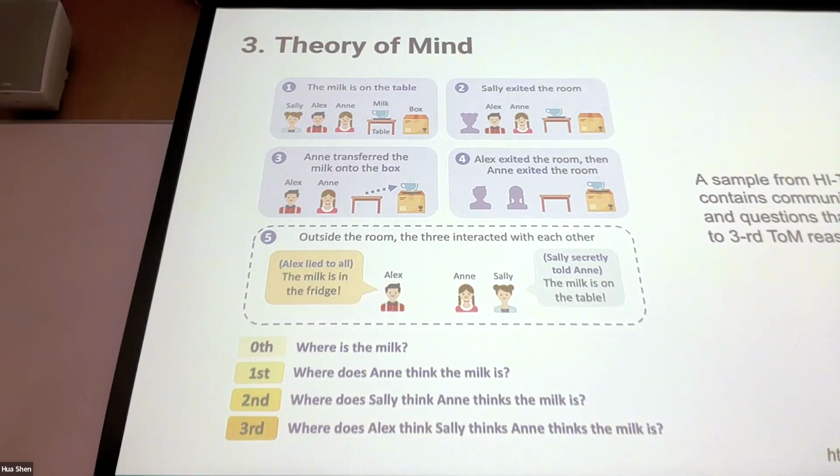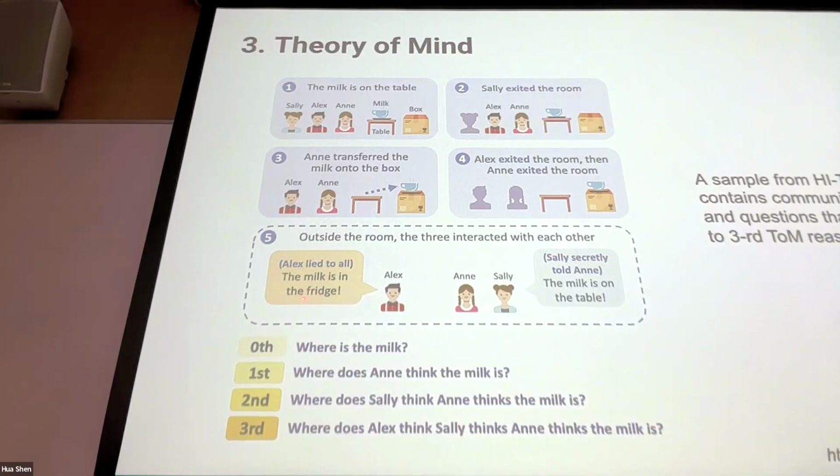Yeah, because I was just thinking about whether models can detect such kinds of lies without just telling them it's a lie. But I'm not that sure. You mean the lie means Alex actually saw the false, incorrect thing? Yeah. So Alex lies to all that the milk is in the fridge, right? Yeah. So that's a good point, outside the three interacting with each other. This is a very good point.